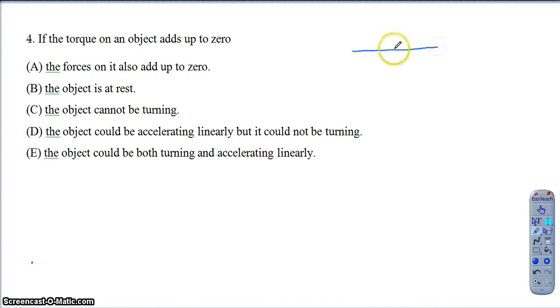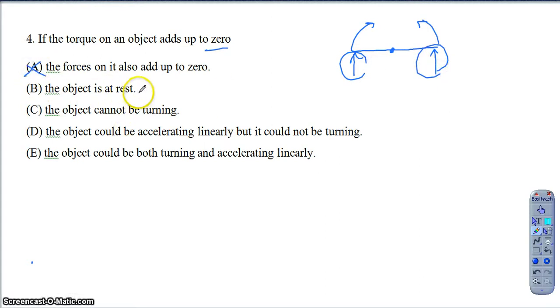If I have a situation where maybe this is the pivot point, and I have a force over here and a force over here that are equal in magnitude and both pushing upward, they would create a torque that is equal in opposite directions. So the torque would add up to be 0, but the forces would very clearly both be going in the same direction. So that one's not true.